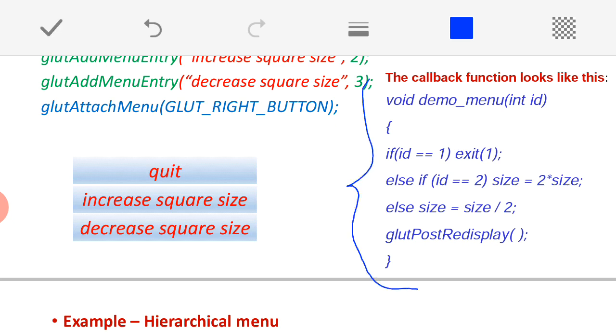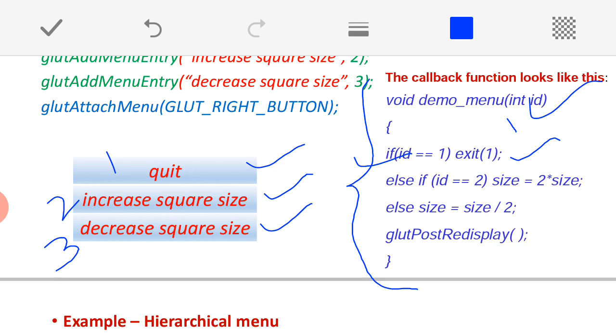Now, in the demo menu, look here, the parameter I am passing is int id. Int id is nothing but the id that I have used while adding the entries. Quit is 1, increase is 2 and decrease is 3. If I click on quit, it will return id 1. When id is equal to 1, then exit will be executed. Exit means coming out of the program.